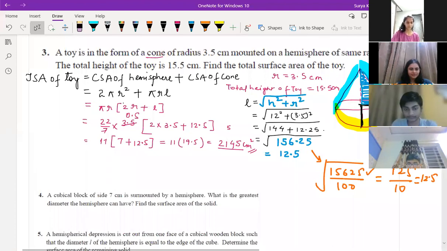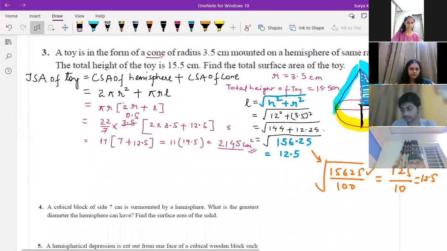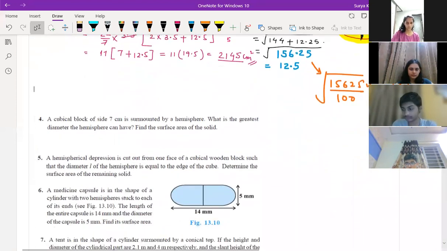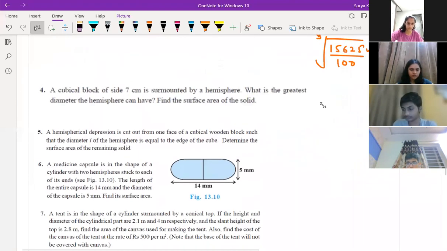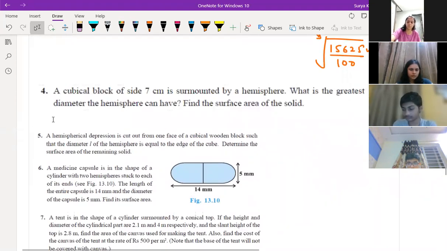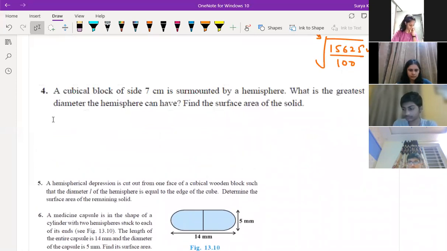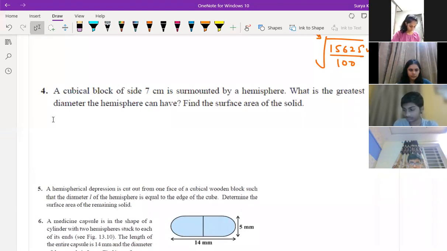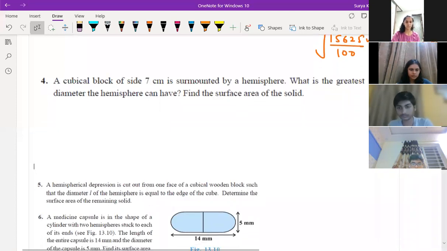Shall I go to the next question, question number 4? All of you have no need to copy, I'll send it anyway in the classroom. So now the 4th question is, a cubical block of side 7 centimeter surmounted by a hemisphere. What is the largest diameter the hemisphere can have? Find the surface area of the solid. Who will tell me how to do this question?